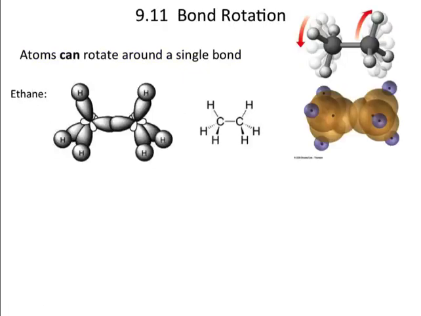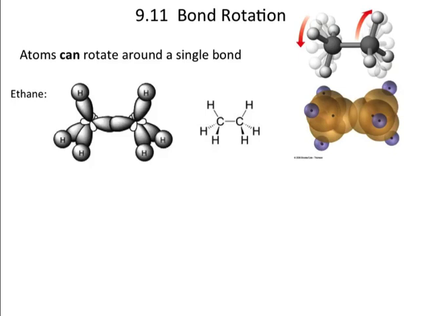Okay, so the really important outcome of this is bond rotation. Because this affects geometry, it affects what kind of isomers you can have. This is something we really need to talk about. And now we have the tools to be able to talk about it. So atoms can rotate around a single bond.